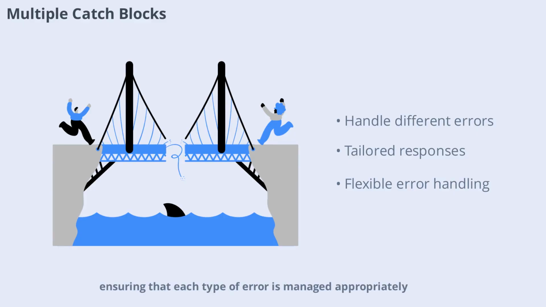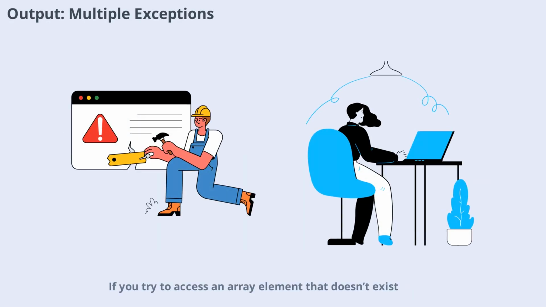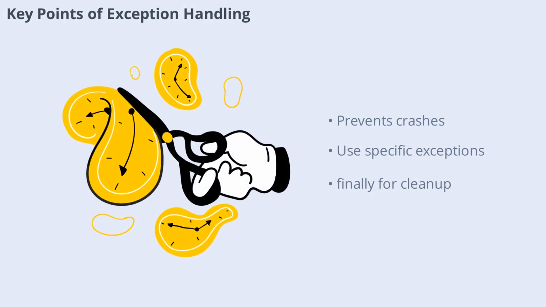error is managed appropriately. If you try to access an array element that doesn't exist, the catch IndexOutOfRangeException block will handle it and display, "Array index is out of range." This shows how specific catch blocks can provide clear, targeted feedback for different error types, making your application easier to debug and use. Exception handling is crucial for preventing your program from crashing due to runtime errors.